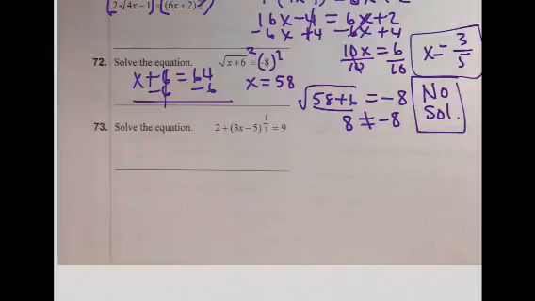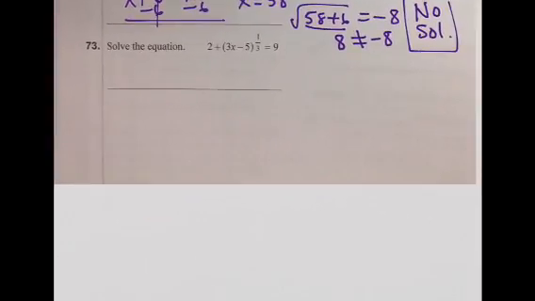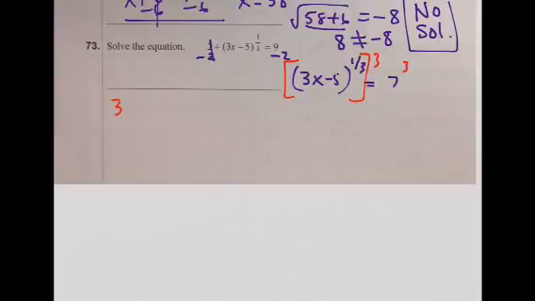Number 73, we are going to first move the 2 over to the other side. So now I have 3x minus 5 to the 1/3 power equals 7. I'm going to cube both sides like that. So I'm left with 3x minus 5 on the left side, because 1/3 times 3 is 1, so this cancels. And then on the right side, 7 times 7 times 7 is 343.